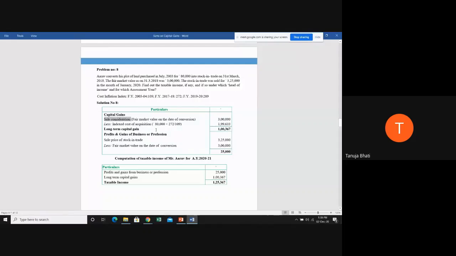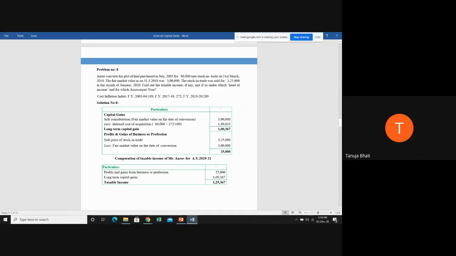Now what is the sales consideration when there is a conversion of capital asset into stock in trade? You always take the fair market value as on the date of conversion. So the fair market value as on the date of conversion is 3 lakh. So you have taken 3 lakh. Less expenses on transfer, which is nil. Less index cost of acquisition, same as usual, but indexation will be available only up to the year of conversion and not up to the year when the stock is sold.